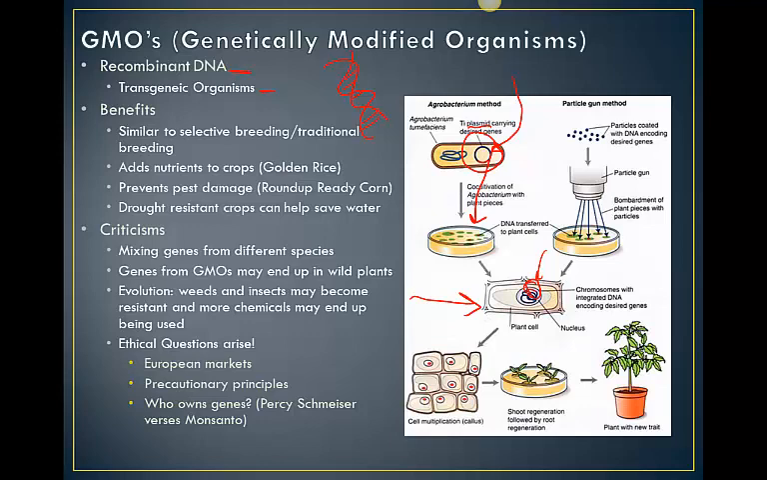It has recombinant or recombined DNA. As that cell divides, that little red piece of DNA is going to be in all of the cells. As the cell grows, it will be in all of the cells of the plant.